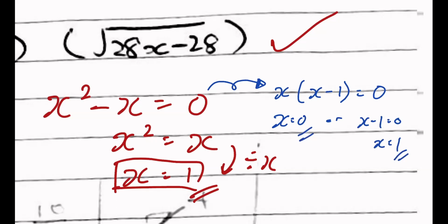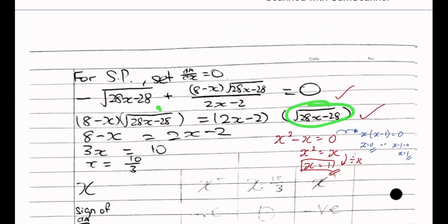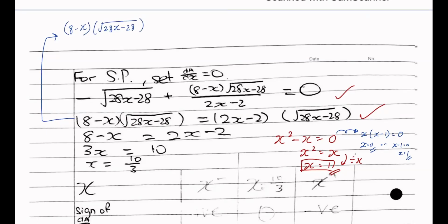Same thing over here. There's a square root on the left, square root on the right. You could have factored out the square root to solve. Let me show you. So if you bring everything over to the left side, you get 8 minus x times square root whatever, subtract away 2x minus 2 times square root of whatever, equals to 0. Is that clear?